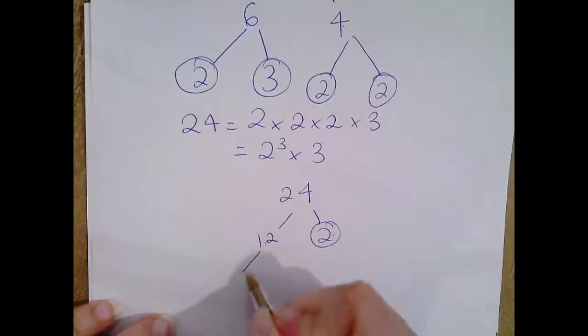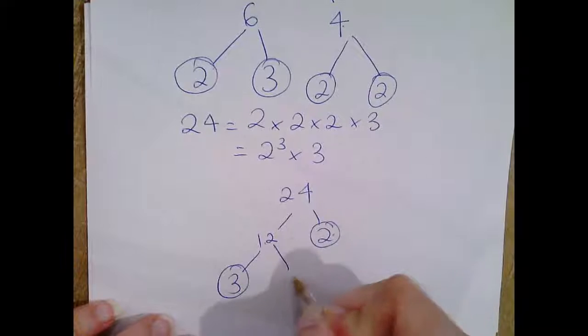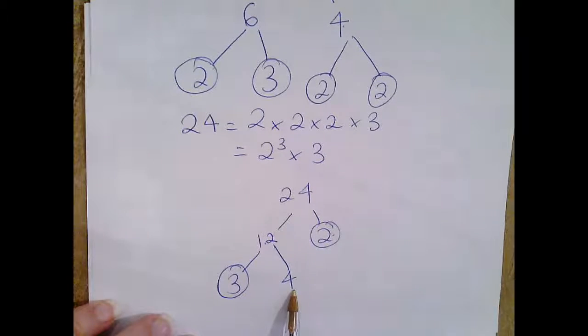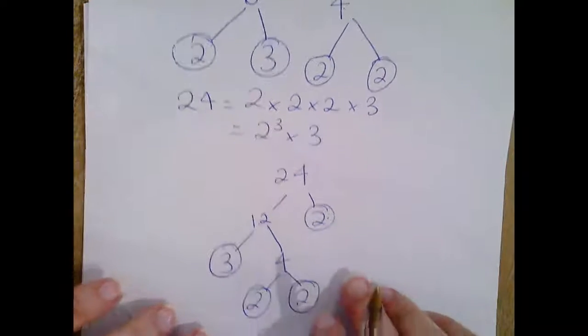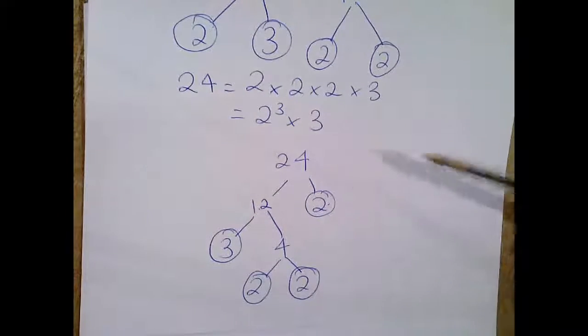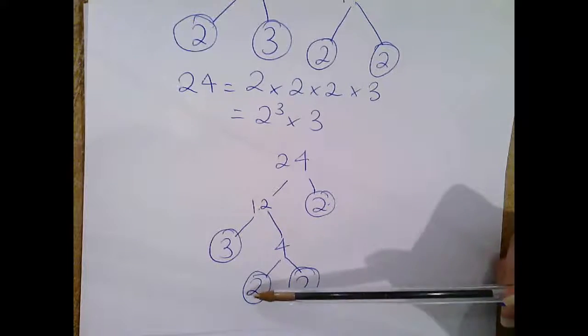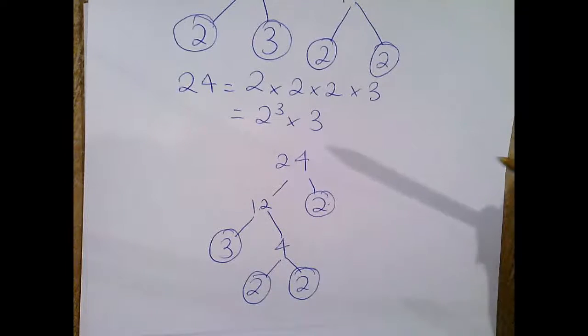So if I choose 3 and 4, I can't circle 4 because that is not a prime number. 3 is a prime number. So the number 4 has 2 and 2. And you can see that we end up with the same thing again. We've got 2, 2, 2, and 3.